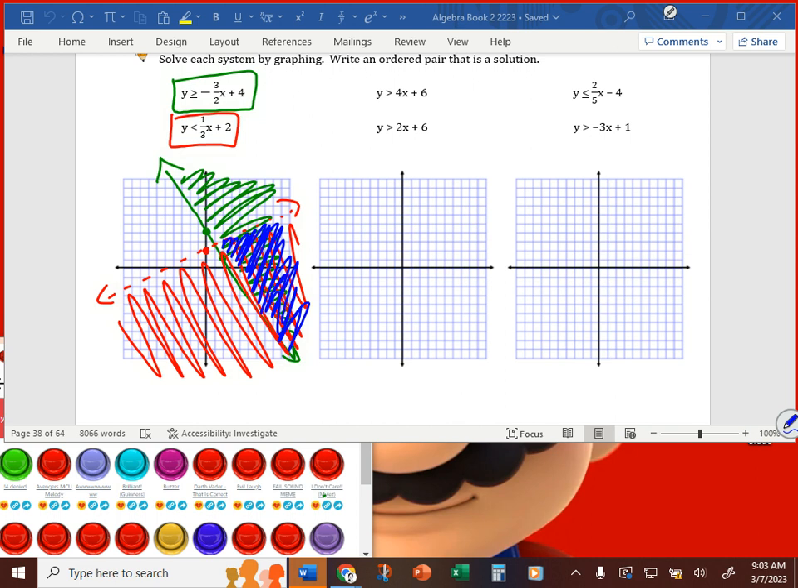Okay? And who can give me an ordered pair that is in that solution section? 3, 2? 1, 2? 3, 1, 2. That looks like it's in there. Very good job. And of course, there are others that work too. Tristan? 0, 6.